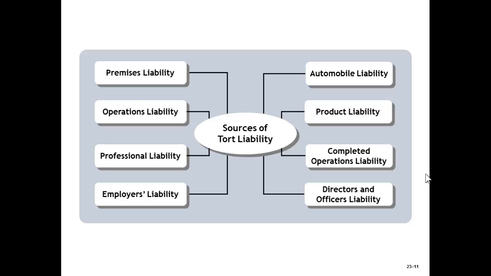Professional liability. This is the liability that occurs because you fail to act professionally or in your profession according to the rules of your profession. Employer's liability is your liability that you have as an employer. Automobile liability is fairly obvious. I think we all have that if we drive automobiles. Product liability, if you produce products, you'll have that. Completed operations liability, this is the liability that something that you did and you called complete really wasn't complete or it didn't operate according to the contract. And then directors and officers liability, this is also sometimes called D&O liability.